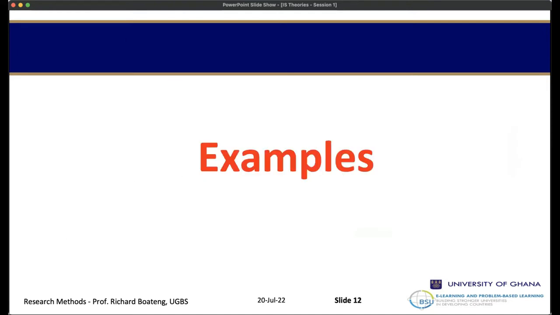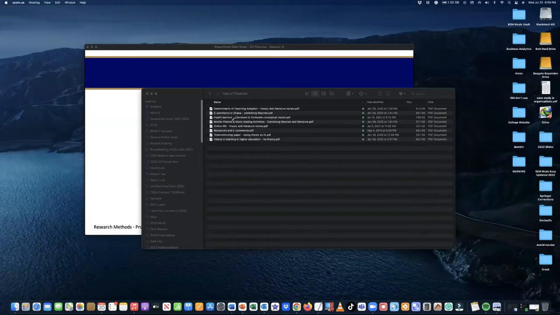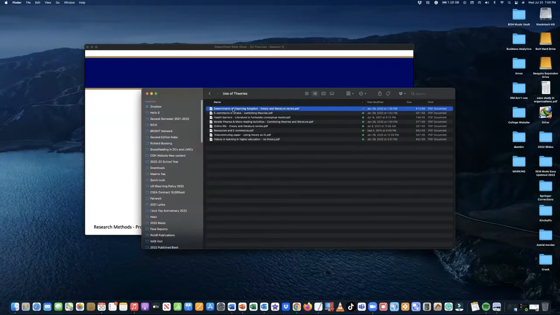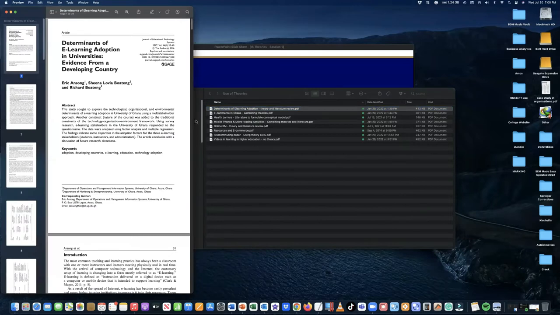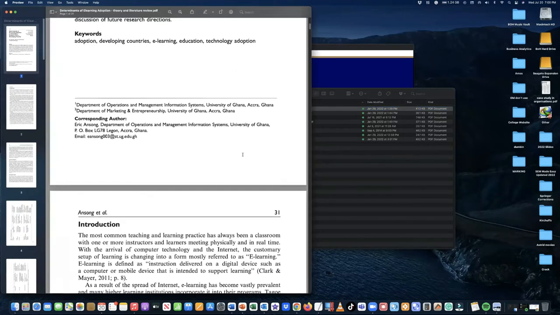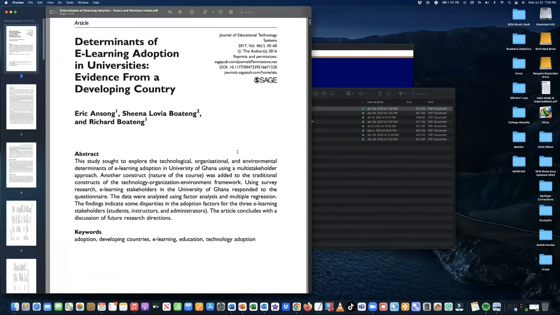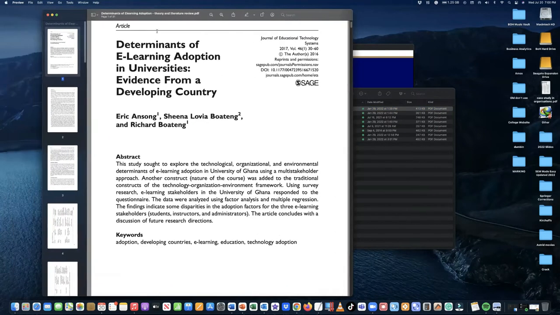Now, let's look at some examples. I'm going to pick a number of examples to explain this to you so that you can appreciate what I'm trying to talk about. The first one I would like to look at is a study that I did with a number of people on determinants of e-learning adoption in universities: evidence from a developing country. Please, can you see?